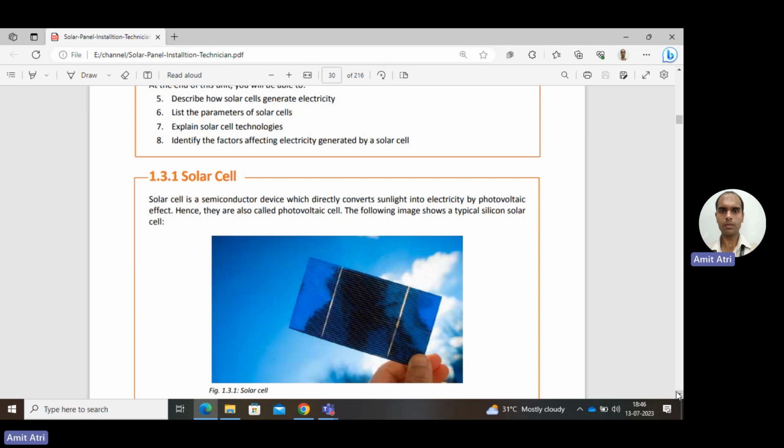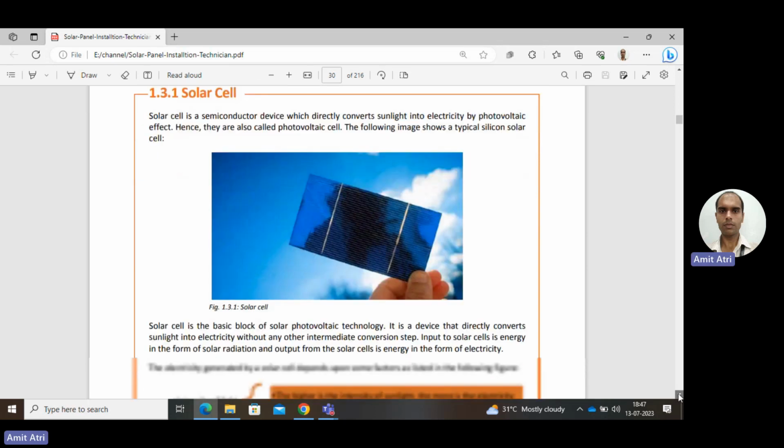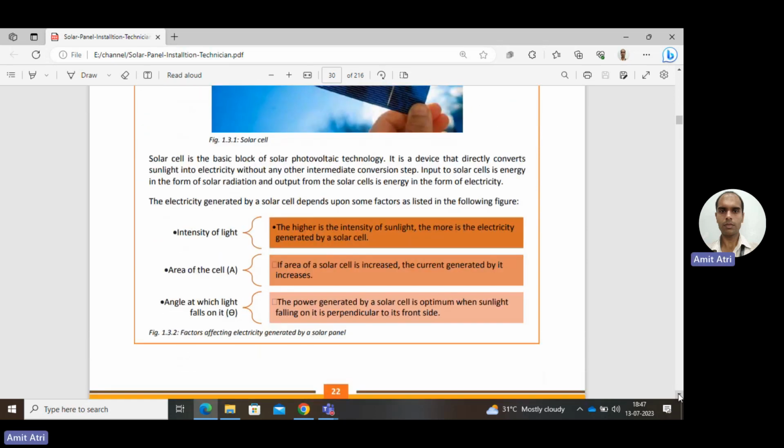It is a semiconductor device because it is made up of semiconductors. The image shown here, figure 1.3.1, is a silicon solar cell. Silicon is the most commonly used semiconductor. The name photovoltaic cell is commonly used with the solar cell: light to electricity, a semiconductor device.